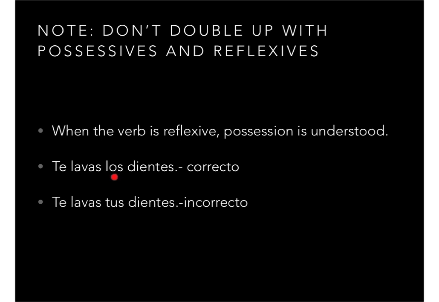So we use los, the article, instead of tus, the possessive. So this would be incorrect in Spanish. It just is awkward. Te lavas tus dientes. Because of the te, we already know you're washing yourself. So there couldn't be anybody else's teeth other than yourself. So it's just unnecessary information, this tus here. So te lavas los dientes.